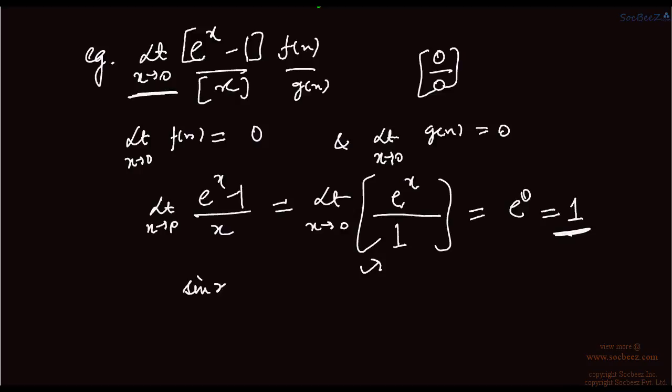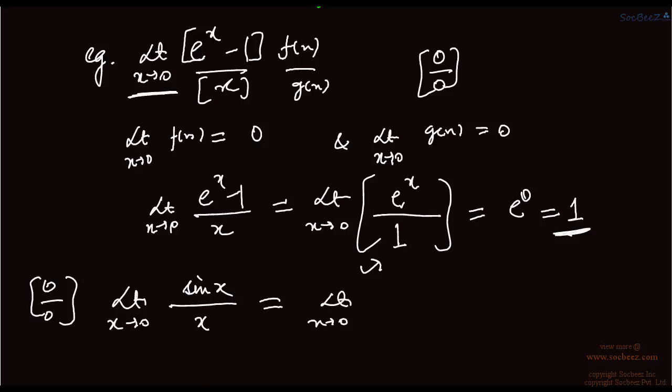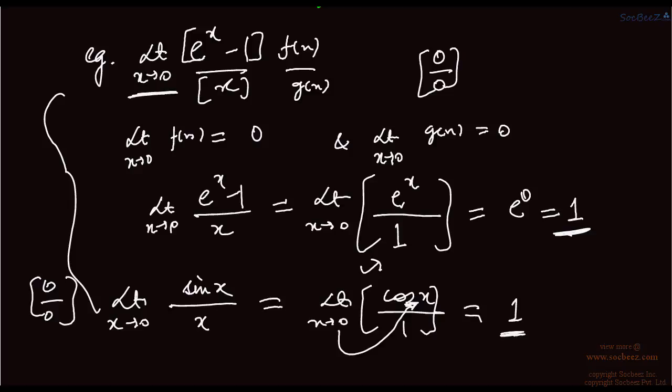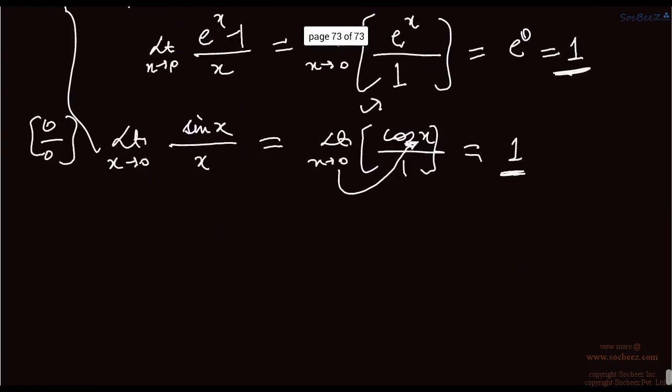L'Hospital's rule applies on something like this also. Let's say we have to calculate sin x upon x. This is also a 0 by 0 form, an indeterminate form. So you differentiate with respect to x. The differentiation of sin x is cos x, and the differentiation of x is 1. So you put x equals 0 in this, and cos 0 is 1. So this is also one of your standard limits. This is how you use L'Hospital's rule.